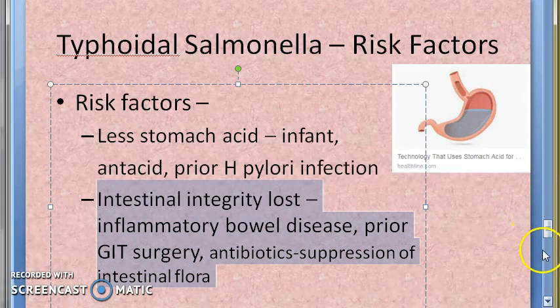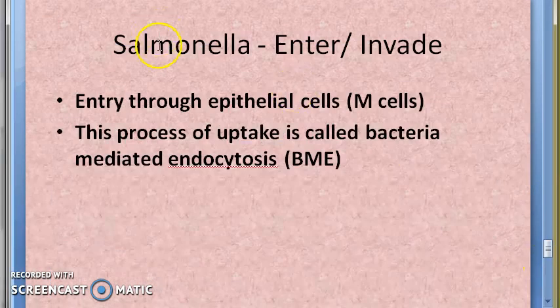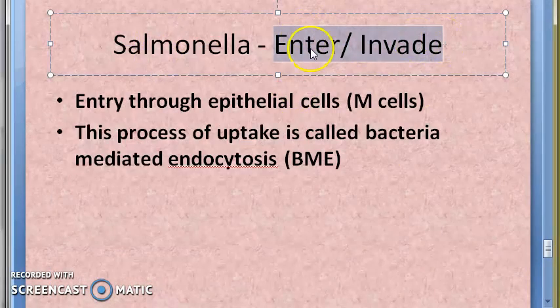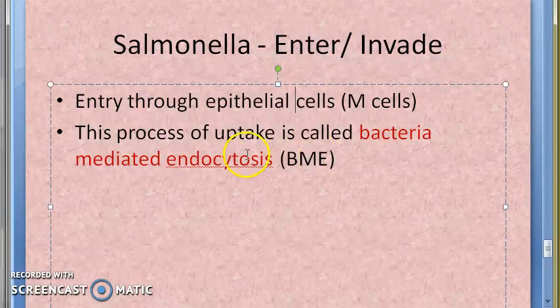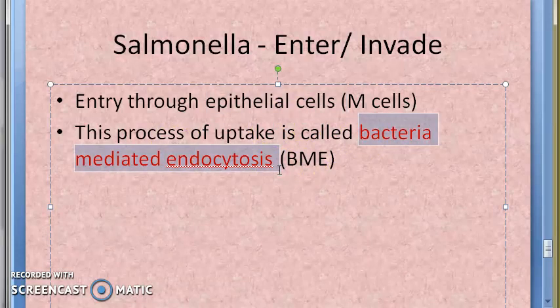So let's move on now then to the next slide. Now how does the Salmonella enter or invade? How do these bacteria enter our body? So now what happens? It is going to enter through the epithelial cells or the M cells. Okay, and they are uptaken via bacteria mediated endocytosis, BME. Just learn more about these.